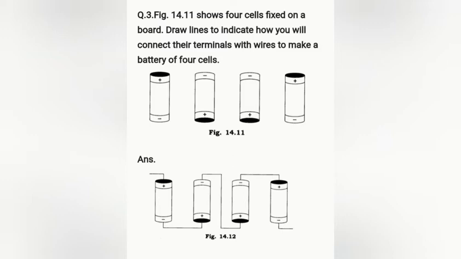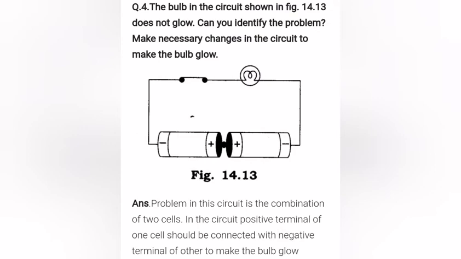Fourth question: the bulb in the circuit shown in 14.13 does not glow. Can you identify the problem? Make necessary changes in the circuit to make the bulb glow. The problem in the circuit is the combination of the two cells. The positive terminal of one cell should be connected with the negative terminal of the other cell to make the bulb glow.